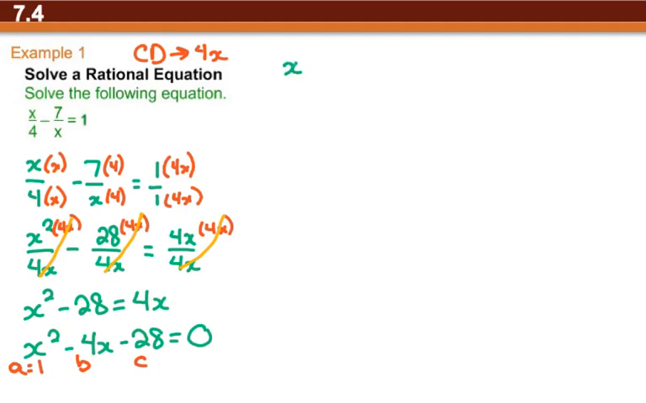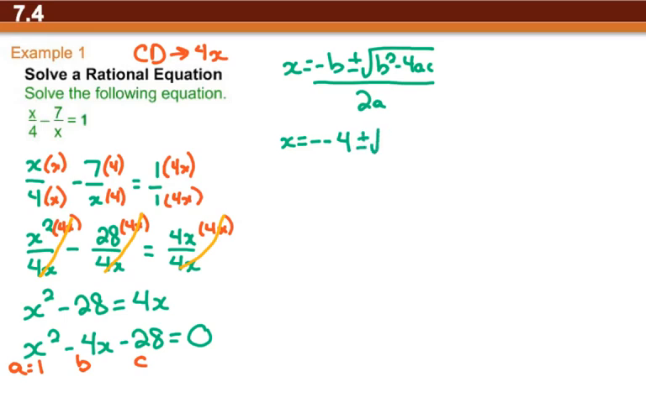Going to the quadratic formula, we have x equals negative b plus or minus square root of b squared minus 4ac, divided by 2a. Which would give us x equals negative negative 4, which if you just want to write that as 4, go ahead, plus or minus square root of negative 4 squared minus 4 times 1 times negative 28, which is all over 2 times 1.